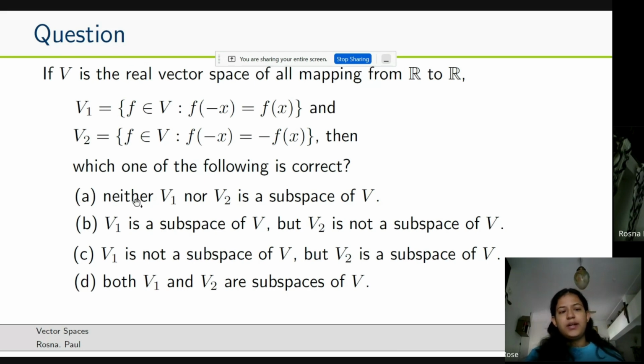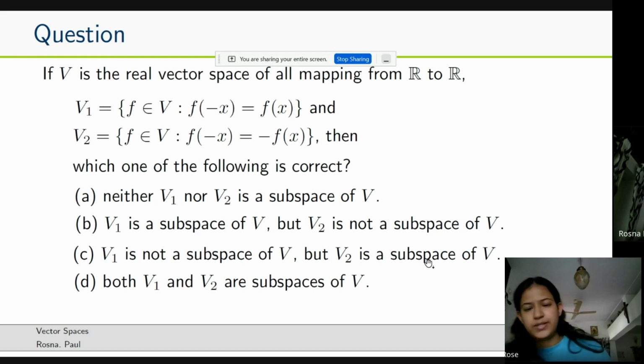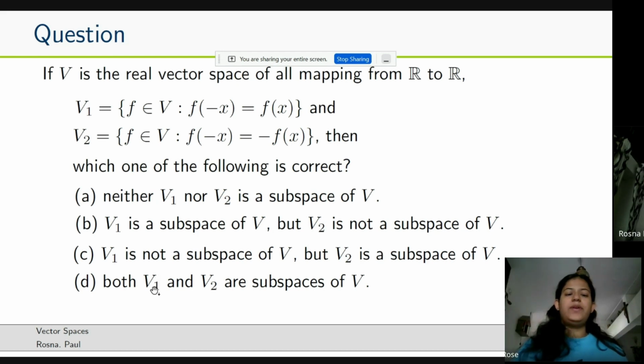The options are: A, neither V1 nor V2 is a subspace of V. B, V1 is a subspace, but V2 is not a subspace. C is the reverse, that is, V1 is not a subspace, but V2 is a subspace. D, both V1 and V2 are subspaces of V. So clearly, only one of the options is correct. So what is the correct answer?